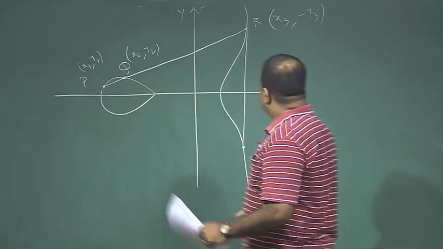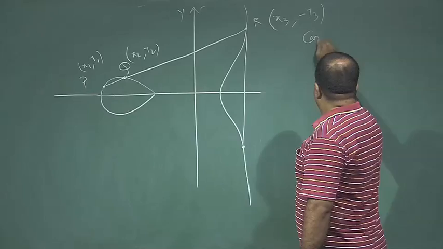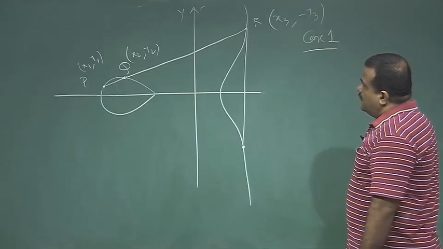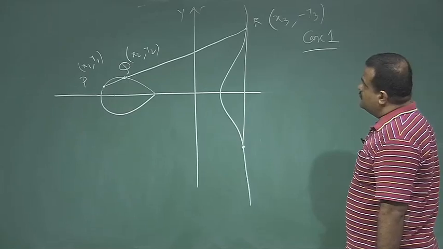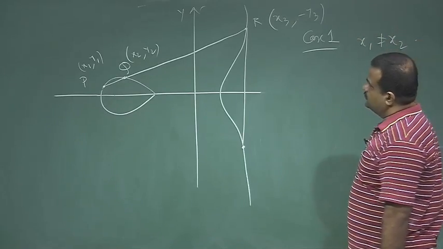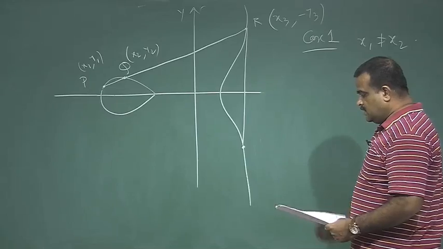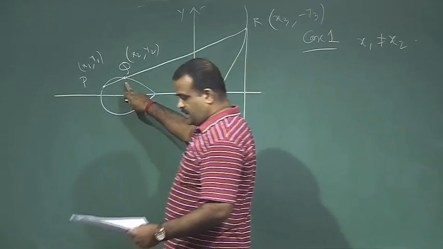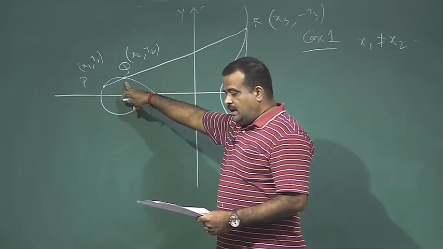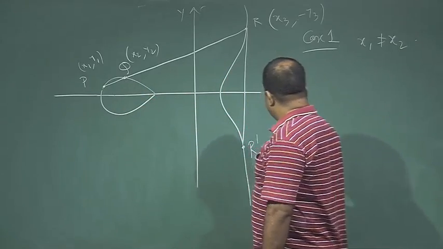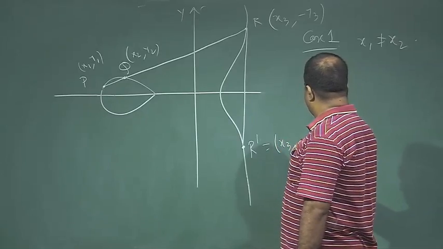Okay. So, case 1, if x1 is not equal to x2. In this case, say this is r prime, or we can, yeah. So, this is basically x3 y3.